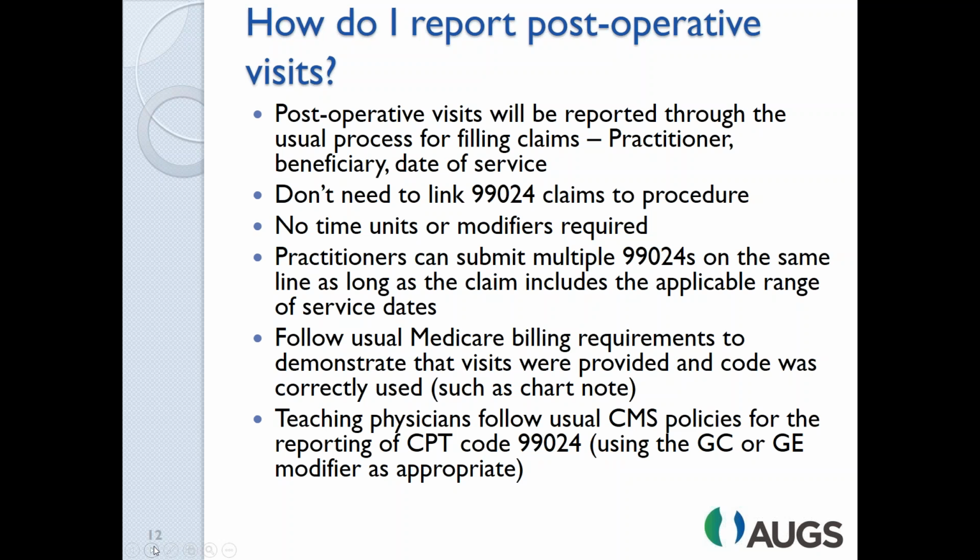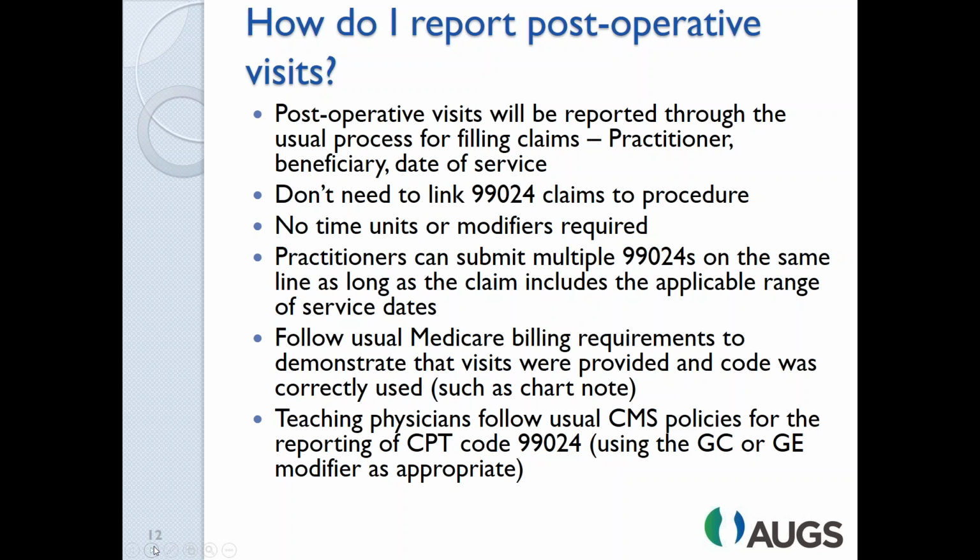You don't have to link the CPT code 99024 to the original surgical procedure, but you are going to have to know that that patient had originally one of the surgeries that was on the list of 293 codes. So you are going to have to look back and say, oh, this is a patient who had a sling procedure. This is a patient that had a hysterectomy, etc. And then when you see them for their post-operative visits, you're going to have to bill 99024. You don't have to put any time units on it or modifiers.